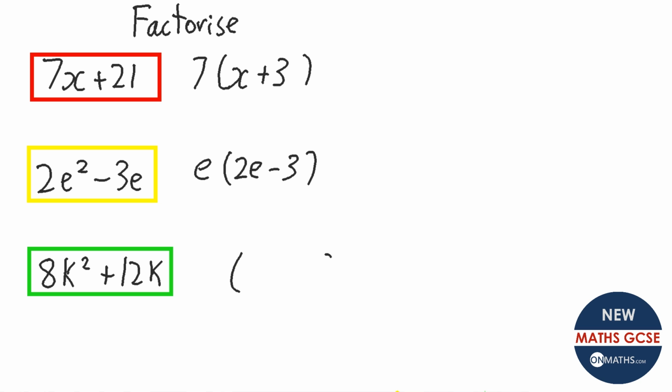Okay, and the last one. So we know there's going to be a number and a letter. 8 and 12, well, biggest number we can divide out both of those is 4. K squared and k, that's going to be a k. 4k times what is 8k squared? So I need to have a 2 there to get the 8 and a k there to get the k squared. 4k times what is 12k? So it's going to be a 3. 4k times 3 is 12k.